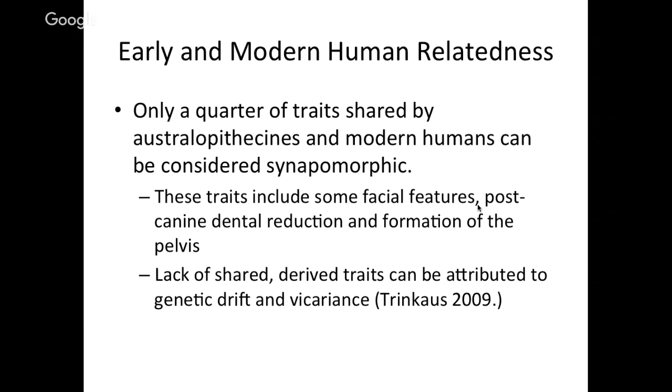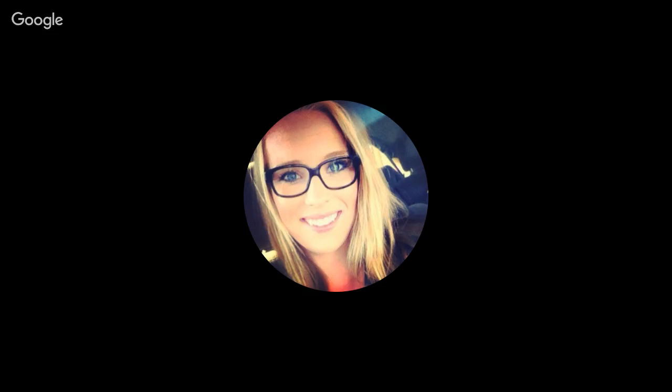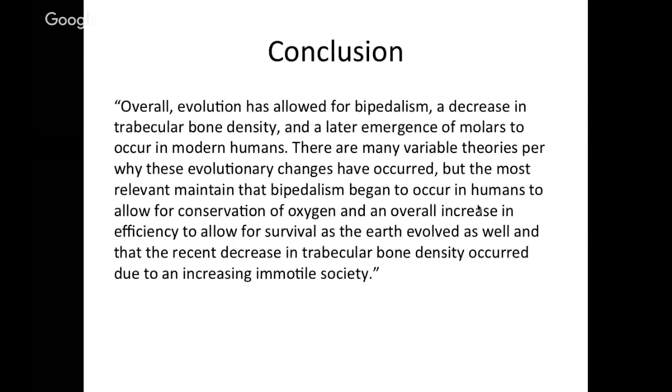So in conclusion, evolution has allowed for bipedalism, a decrease in trabecular bone density, and a later emergence of molars to occur in modern humans. There are many variable theories for why these evolutionary changes have occurred, but the most relevant maintain that bipedalism began to occur in humans to allow for conservation of oxygen and an overall increase in efficiency to allow for survival as the Earth evolved. And that the recent decrease in trabecular bone density occurred due to an increasingly immobile society.